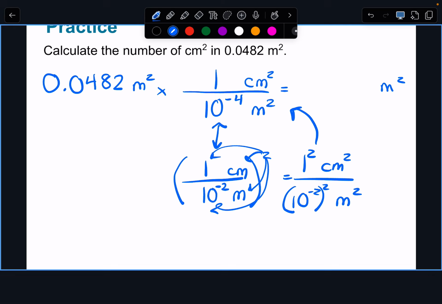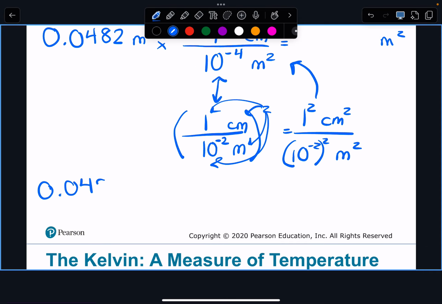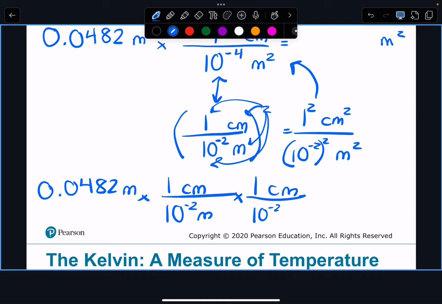You can punch that in your calculator if you want, or if you remember your rules of exponents, if they're being multiplied by each other, then you add the exponents. If they're being raised to a power, then you multiply them. So 10 to the negative second squared is 10 to the negative fourth, and then meters squared. Okay? I've also seen people write it by writing it twice. So they would write 1 centimeter, 10 to the negative second meters, times 1 centimeter, 10 to the negative second meters.